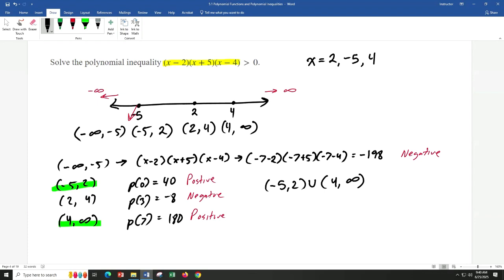Can I ask you something though? What's the base function? X cubed, isn't it? I know that I have something here at -5, 2, and 4. Doesn't x cubed look like this?